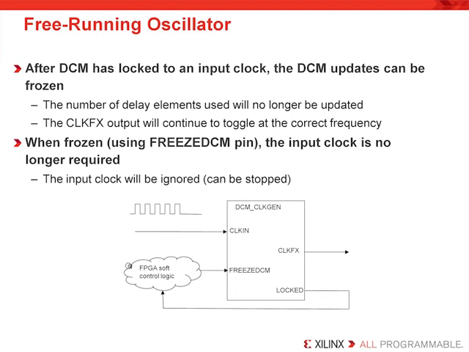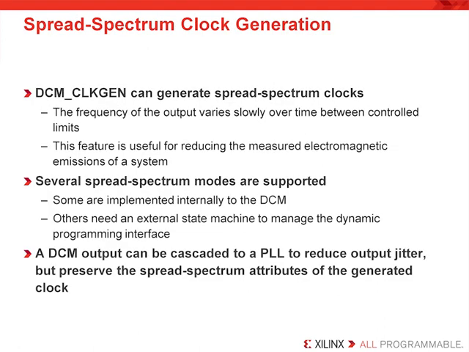So this can be useful if your clock source is not from a static oscillator, such as if your clock source just simply came from a cable. Note that when the DCM updates are frozen, the DCM will not adapt to voltage or temperature changes. If the temperature or voltage change occurs after the freeze DCM signal has been inserted, the clock FX frequency can drift.